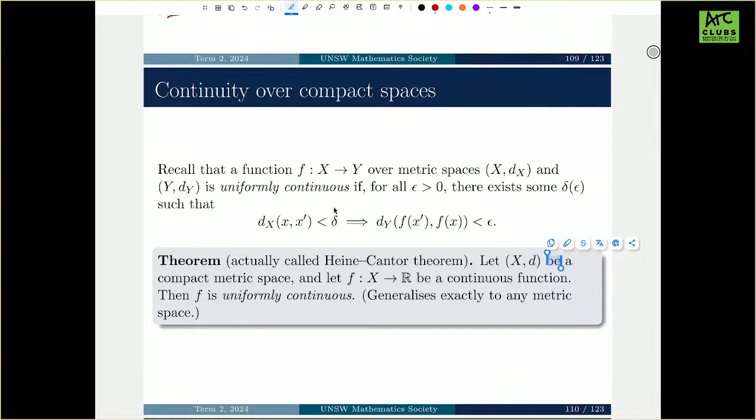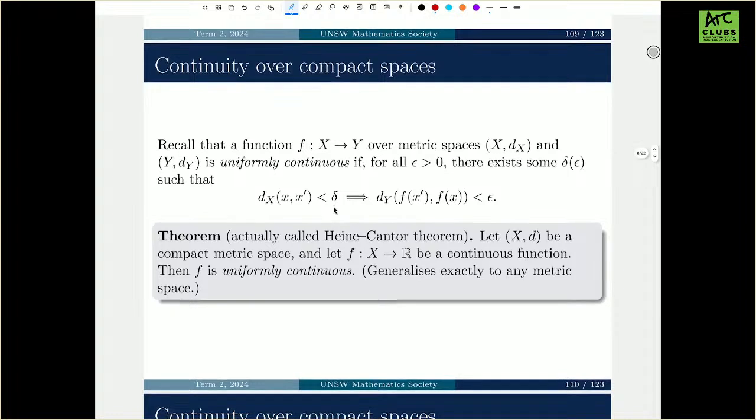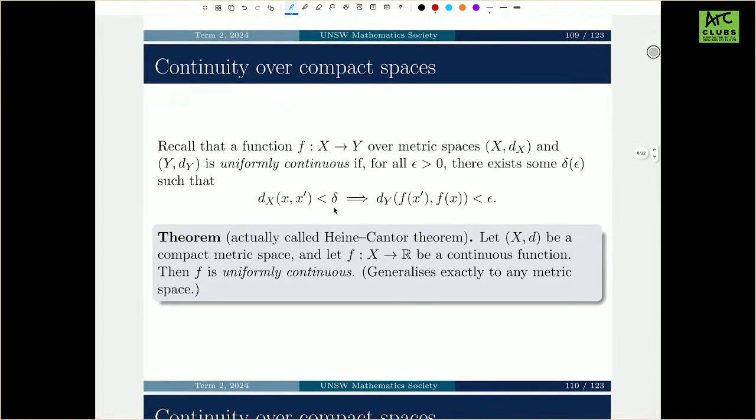Okay, continuity over compact spaces. Recall that a function from X to Y over metric spaces is called uniformly continuous if for all epsilon greater than 0 there exists some delta, depending on epsilon, such that the distance of x and x prime being less than delta implies that the distance between f of x prime and f of x is less than epsilon.